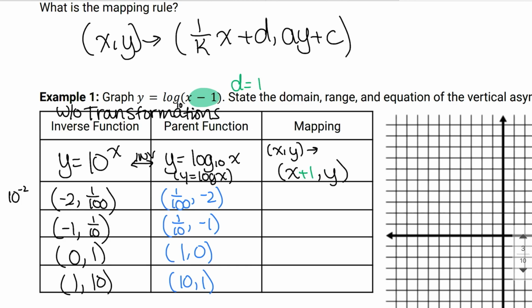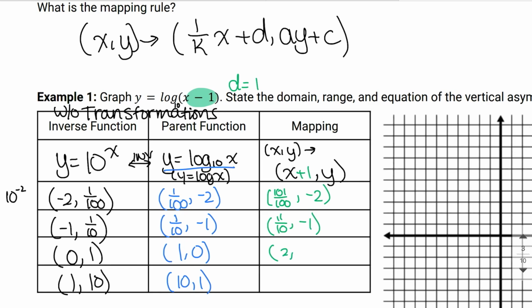I'm doing this to the log function, because the transformations are being done to a log function. If I add 1 to 1/100 right here, I would get 101 out of 100, or in other words, 1.01. And then the y stays the same. If I add 1 to 1/10, I get 11/10, or 1 and 1/10. My y stays the same. If I add 1 to 1, I get 2. And if I add 1 to 10, I would get 11. Again, the y stays the same.